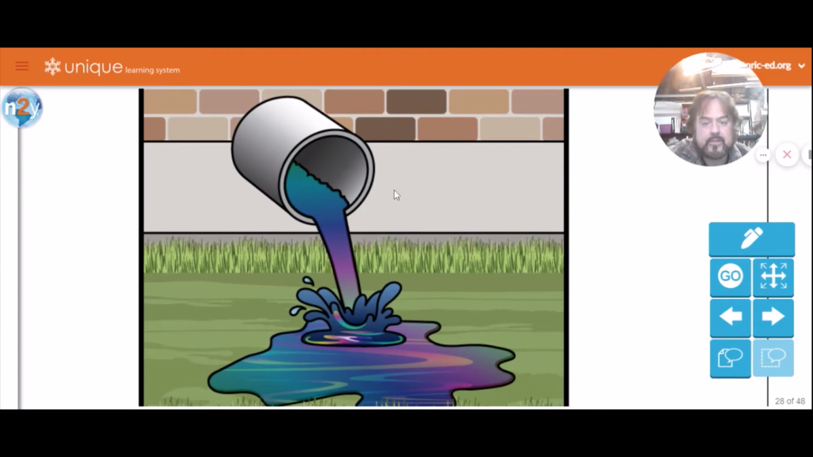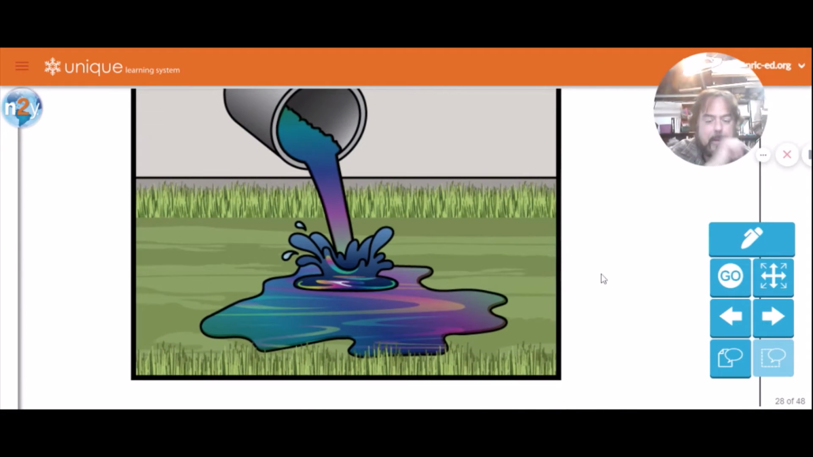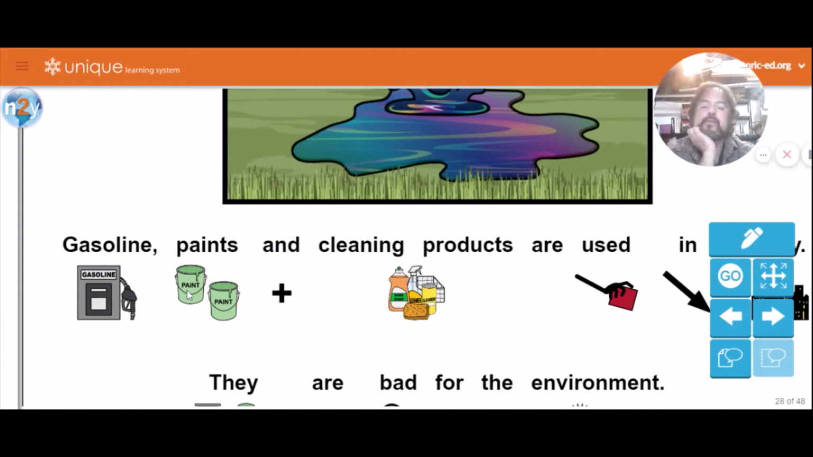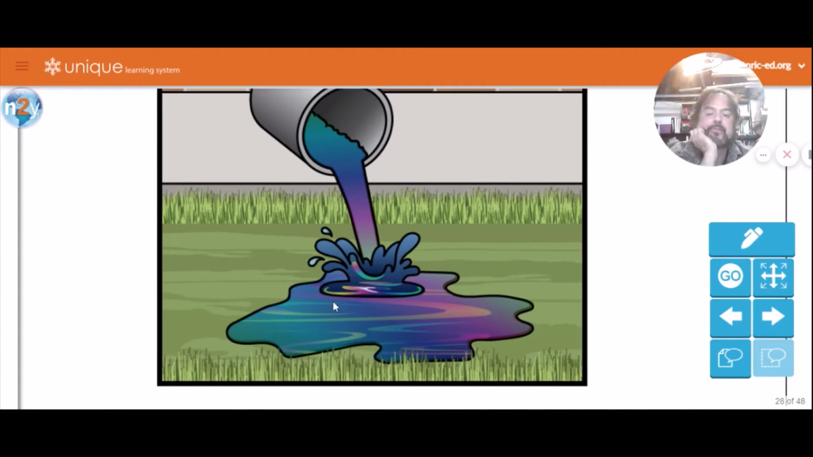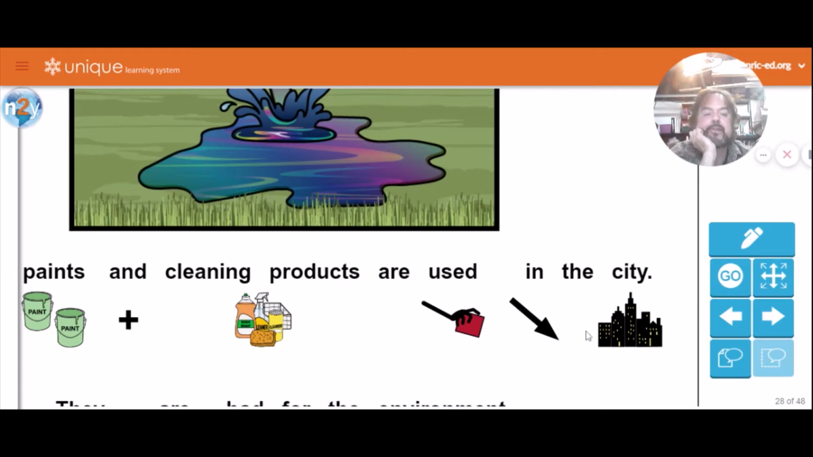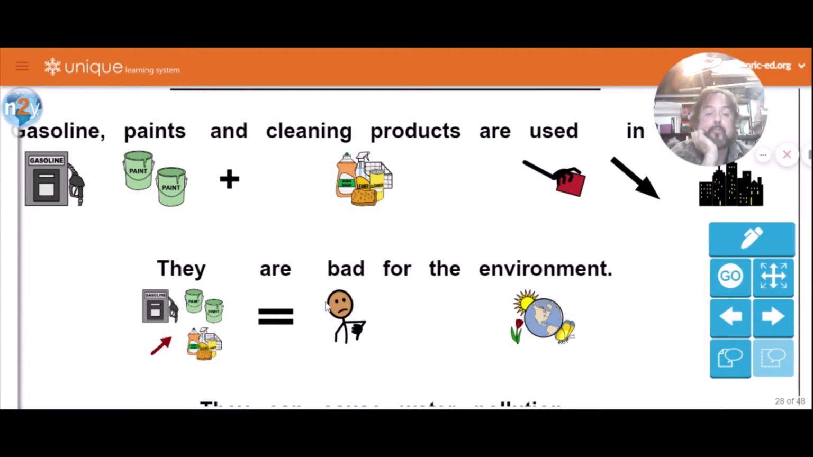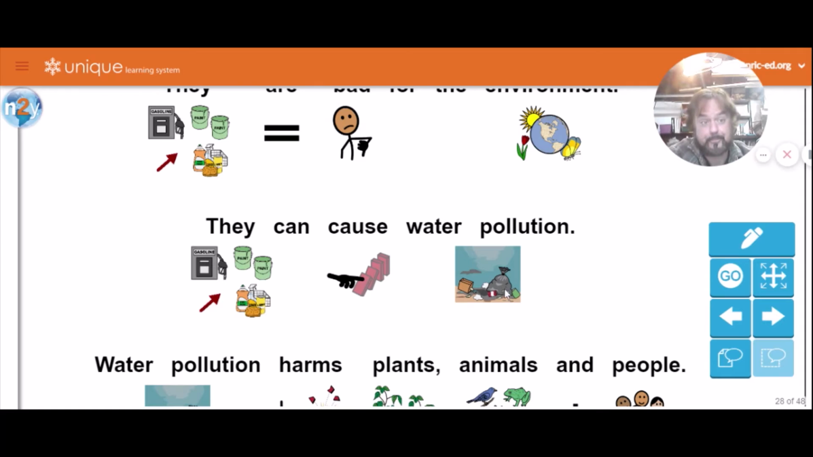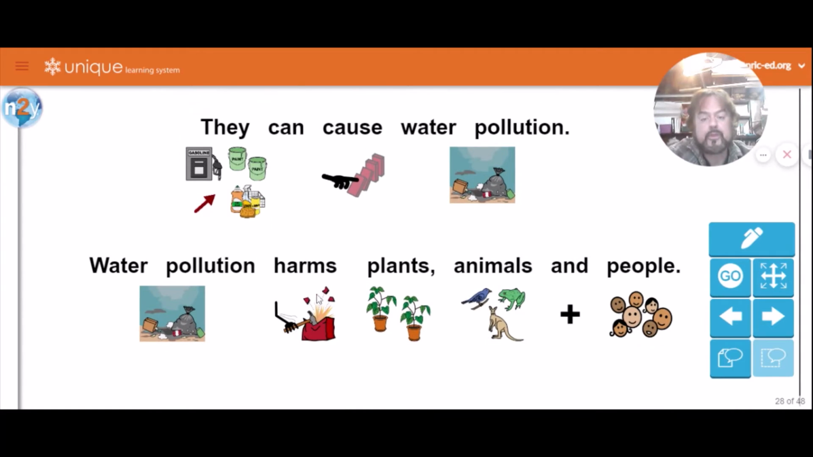Okay, looks like somebody's pouring a can of paint or something into the ground. Oil, or that's not good. Okay, gasoline, paints. I guess that's what that is, paint. Gasoline, paints, and cleaning products are used in the city. They are bad for the environment. They can cause water pollution. Water pollution harms plants, animals, and people.